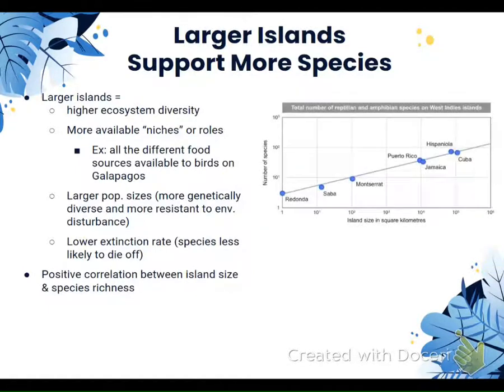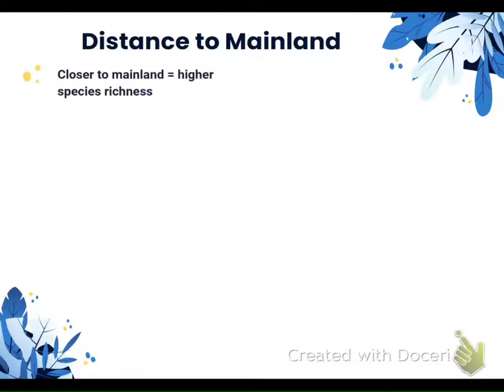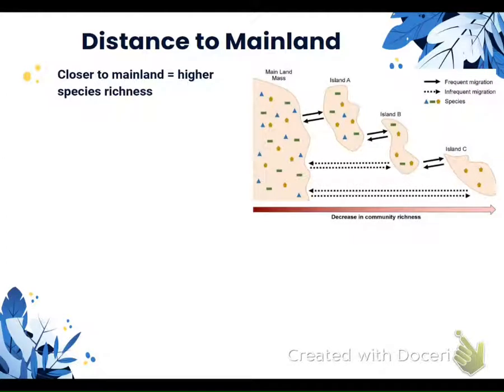If we look here, these are actual islands. If you look at their various sizes, there is a direct correlation between the size of the island in kilometers and the number of species that naturally inhabited it. The distance to the mainland matters too: closer means higher species diversity. Why? Because it's easier for the critters to get there.